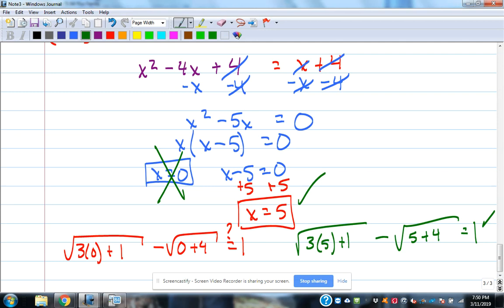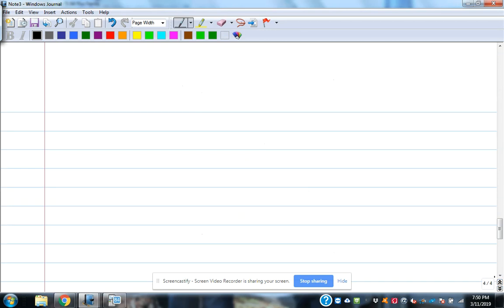There are no rules that tell you you're always going to throw out zeros, or you're always going to throw out negatives or anything like that. The only real rule is check it in the original problem and work it out. Those are fun. Let's look at some equations that have rational exponents, and I'll show you how those are actually easier.